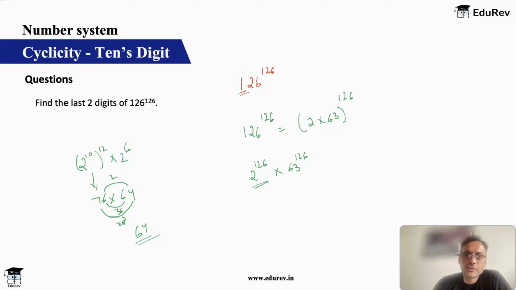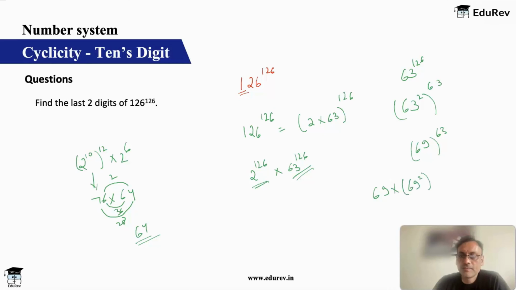Okay. Then let's focus on 63 to the power 126. For 63 to the power 126, let's take 2 in and let's convert this to 63 square to the power 63. Okay, 63 square, what do you get? 3 into 3 is 9, 6 into 3 is 18, 18 double is 36, so you'll get 69. So 69 to the power 63, which will get converted to 69 into 69 square to the power 31, since 63 power becomes 62, so it becomes 31.